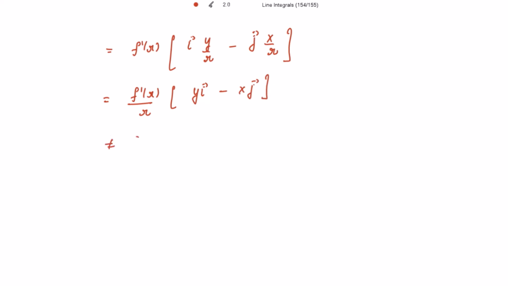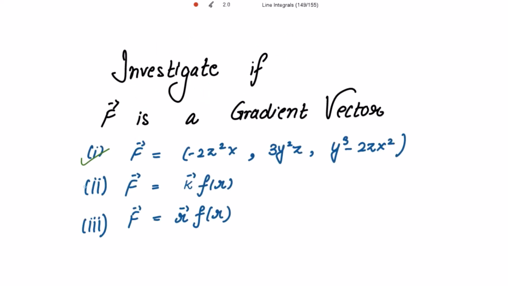which is not equal to 0. So the second option is not a gradient vector, as curl of f vector is non-zero. Okay, let's go for the third.